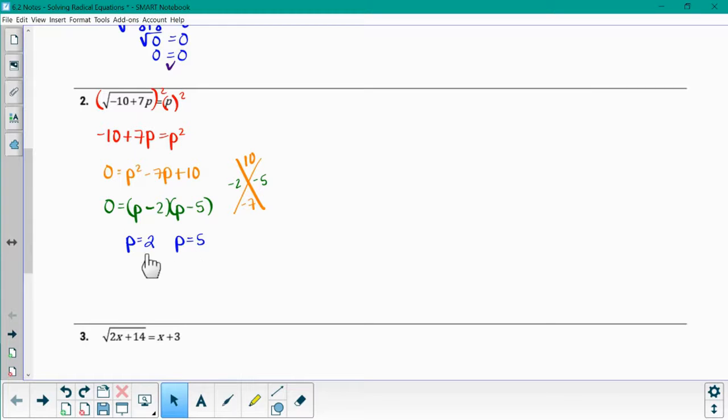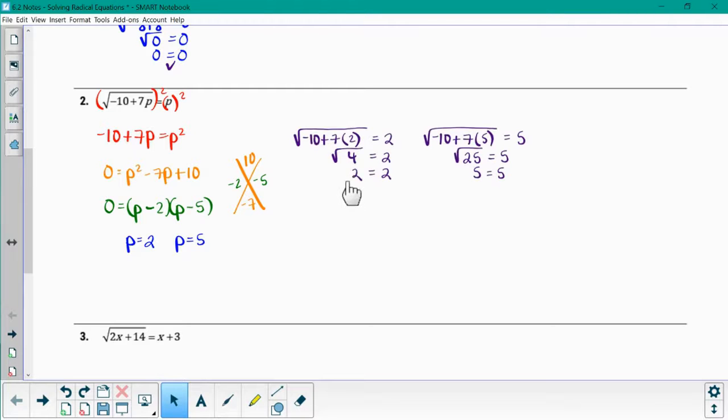So I'm going to go ahead and plug both of these into the original equation and see if they hold true. And when I do that, when I plug in 2, it ends up being the square root of 4 is equal to 2, which is true. And then when I plug in 5, it ends up being the square root of 25 is equal to 5, which is true. So both of these are solutions to my equation.